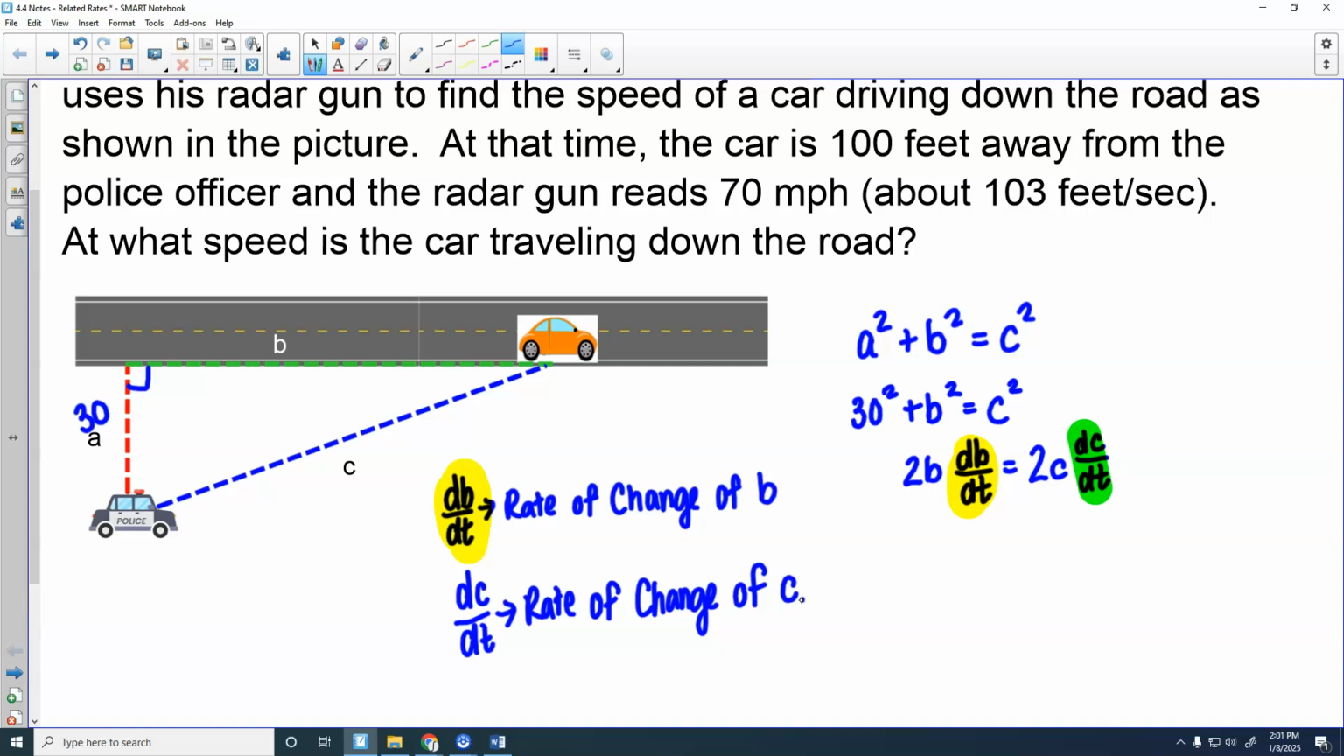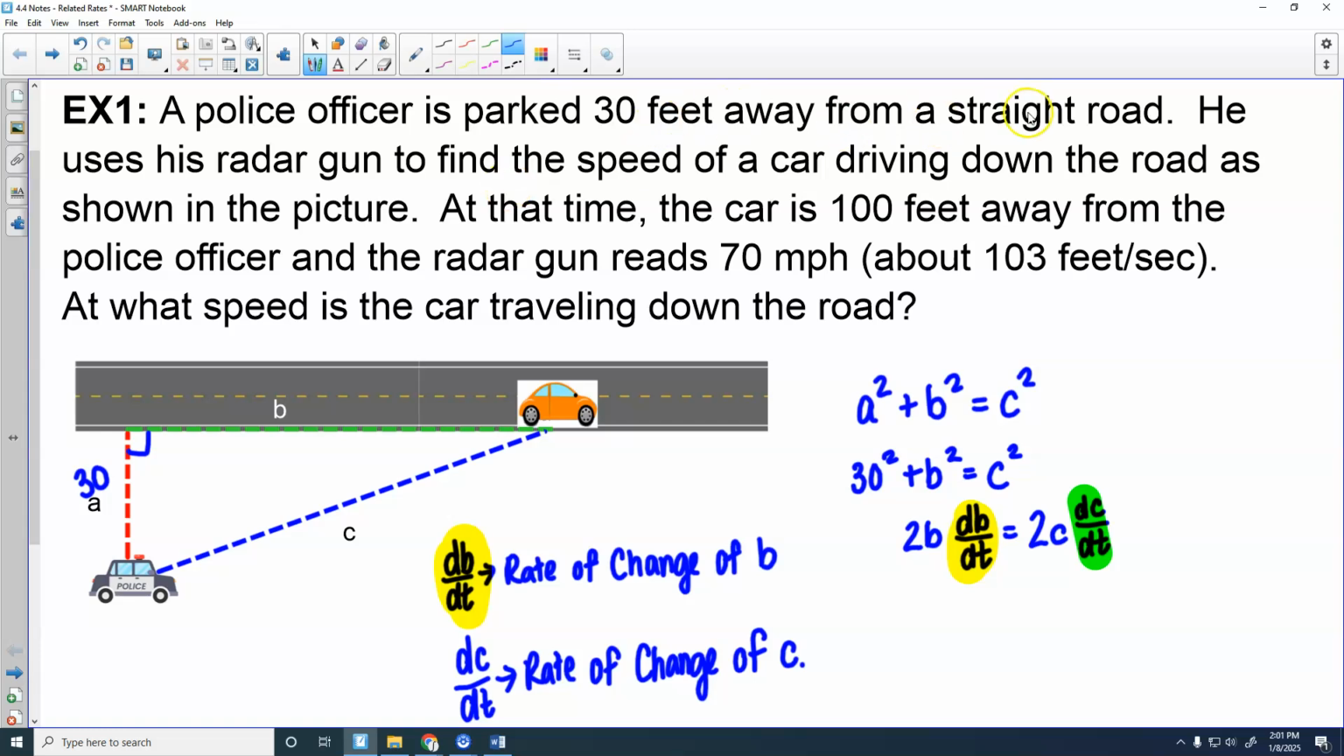So the problem gives us some things that we can plug into our equation here, and then we'll be able to solve for something. As we read through the problem, at that time, so this is like one instant in time, both B and C are changing, so this is only at this one instant of time. The car is 100 feet away from the police officer. What variable is that going to be? C. So we know at this time, C equals 100.